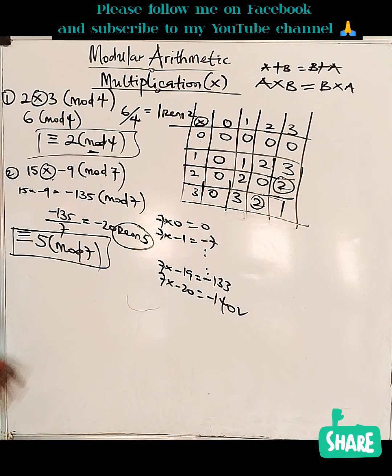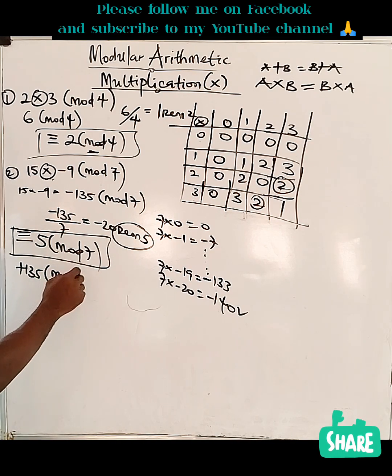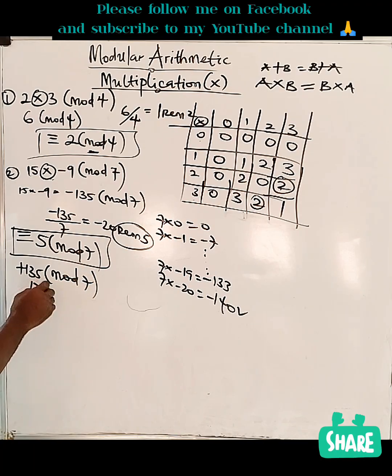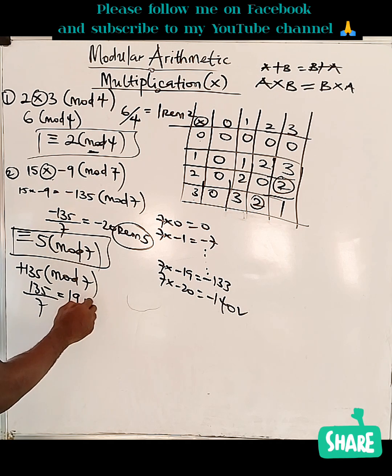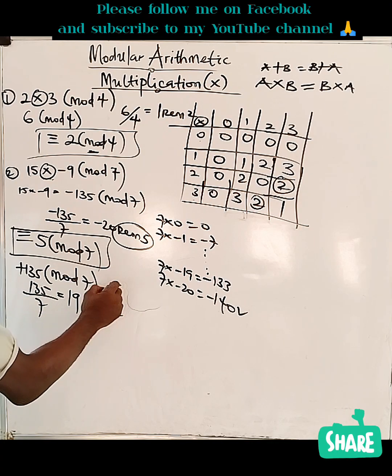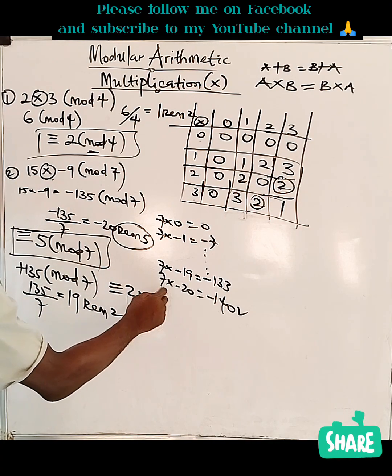Or if you don't want to use this approach, the other way we could solve this: we assume that this is positive 135. That's a popular way we go about it. So 135 to be written in modulo 7. When we solve this, 7 times 19 is 133. 7 times 20 is 140. So we're going to go with that. 19 remainder. 135 minus 133 is 2. So we have 19 remainder 2. So 135 in modulo 7 is equivalent to 2 modulo 7.